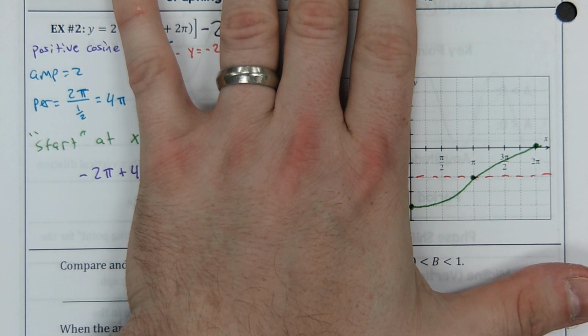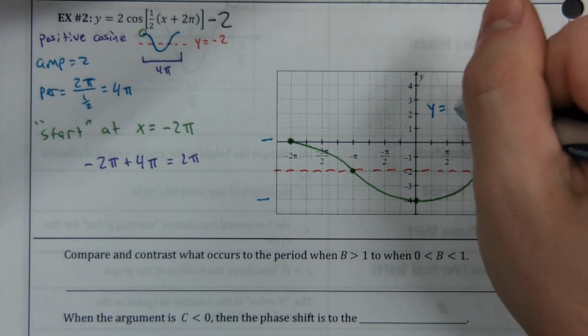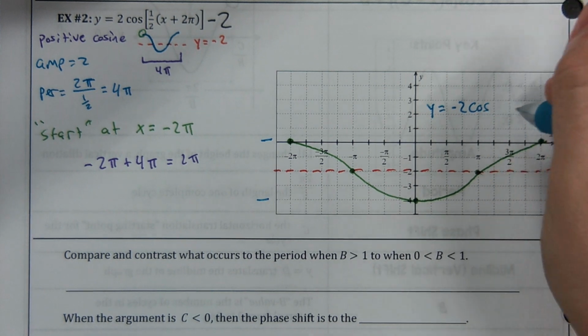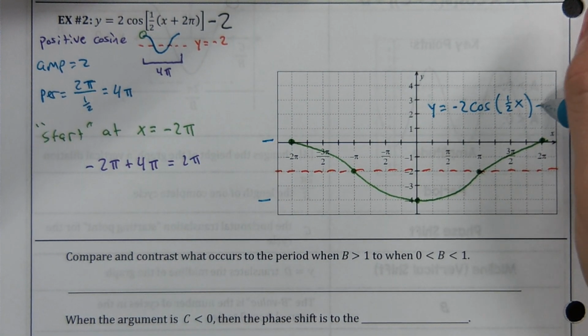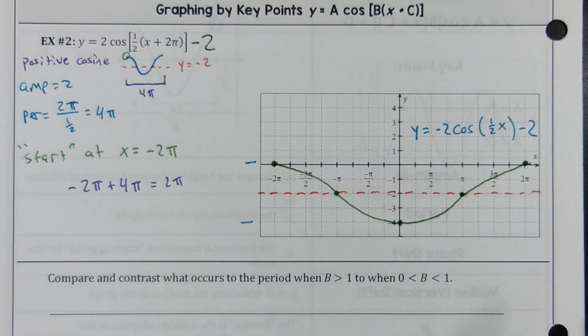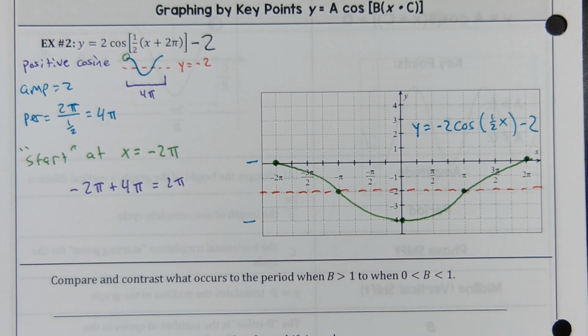But the vertical transformations will be identical, and the horizontal dilation is identical. It's just a negative cosine wave. So we could have written it as y equals negative 2 cosine of 1/2 x, and then the minus 2 that we added. This and this are the same graph. And obviously the one that we wrote in blue is easier to graph.